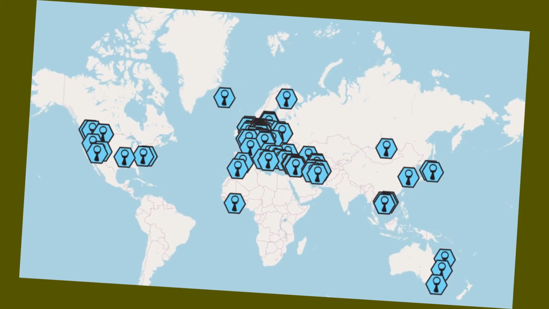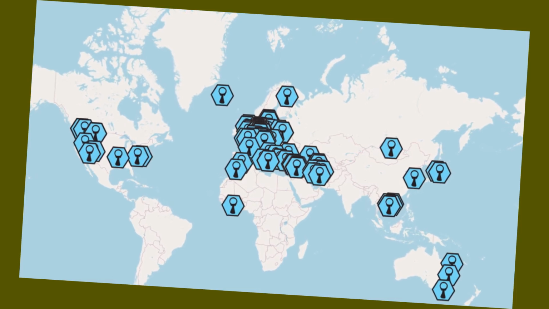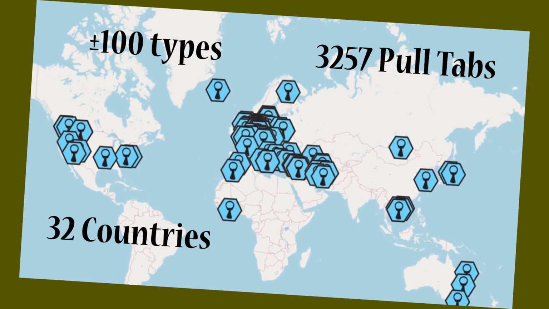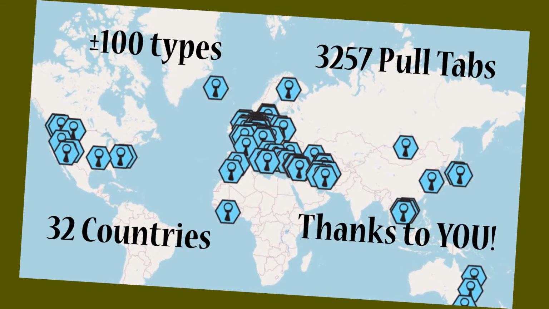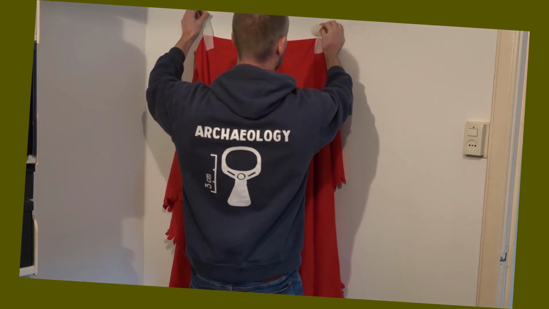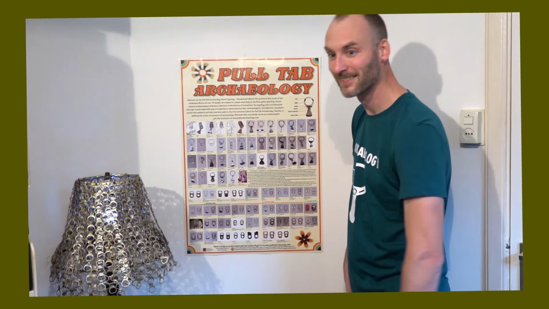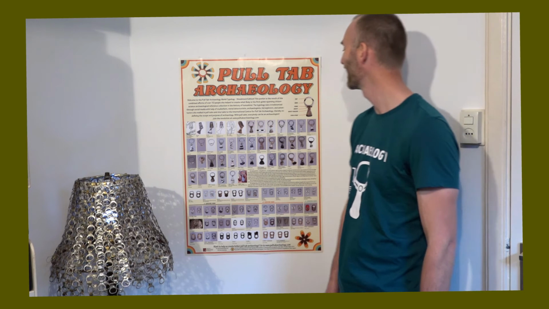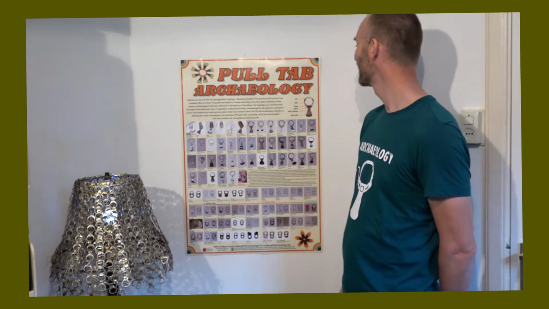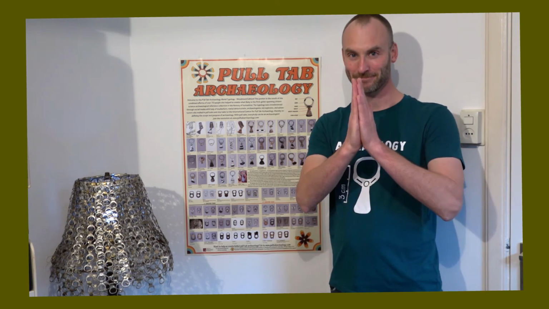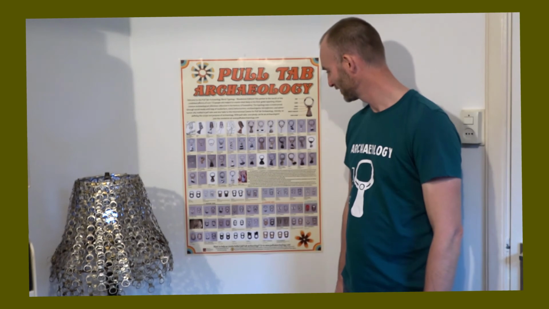What started out as a one-person idea grew out to a worldwide project with now over 3,000 pool tabs in our database from 32 countries and close to 100 different types, all thanks to you, the people who helped gathering it. We are very close to reaching our goal of creating a worldwide typology of pool tabs, and in fact, the whole journey of the last 2 years has left me speechless. Look at this, people. Please look at this. We really pulled it off. We created the first worldwide archaeological reference collection and typology.